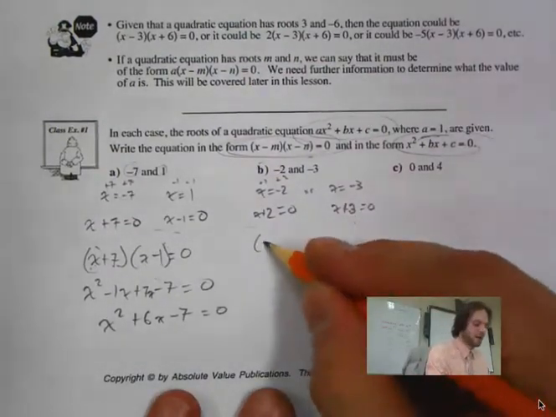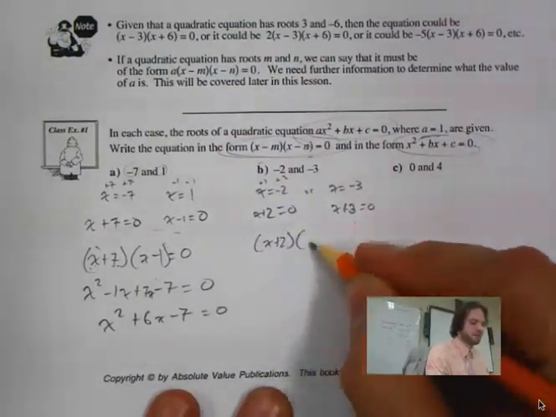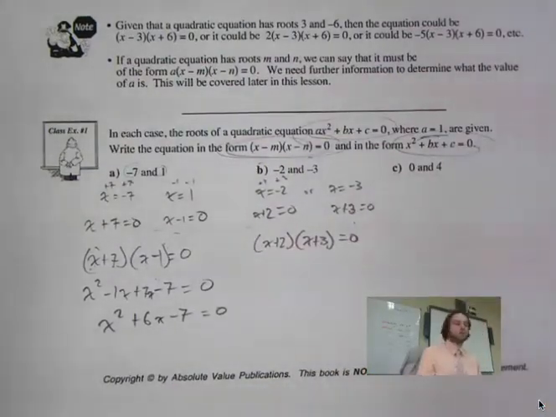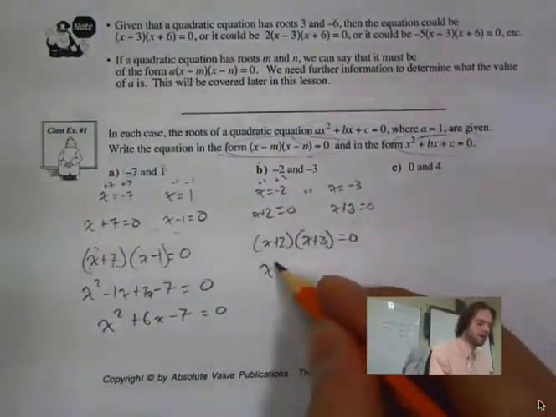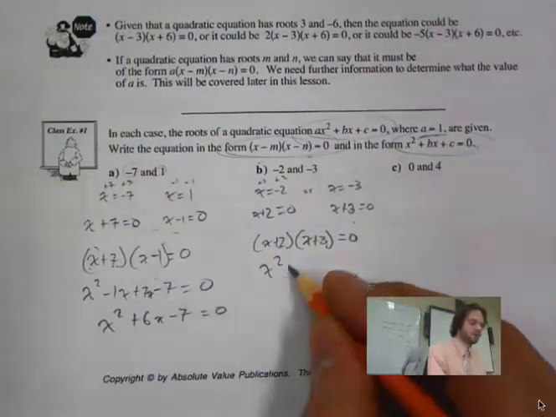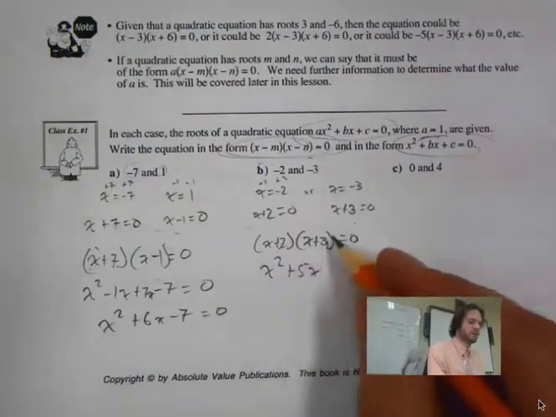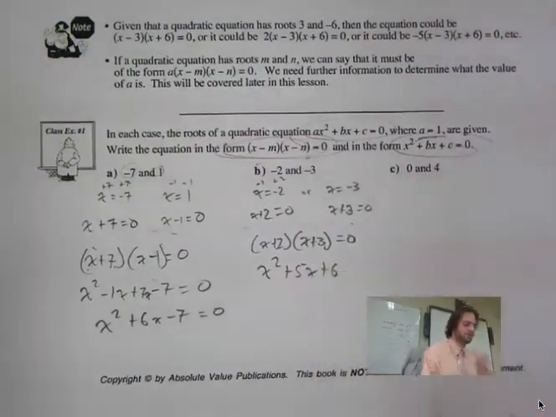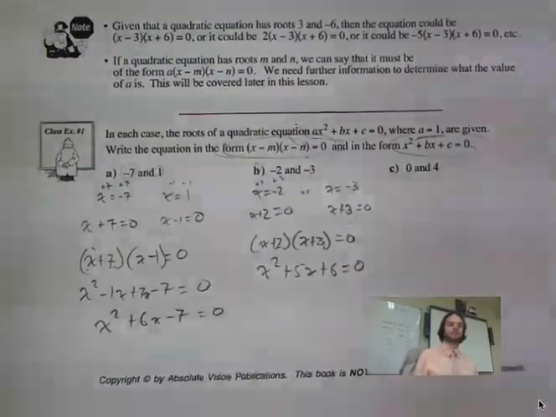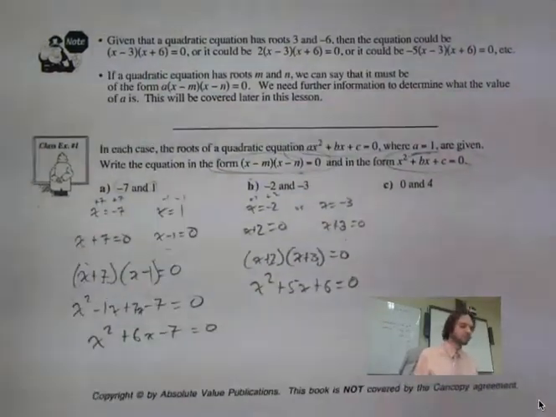So we have x plus 2 times x plus 3 is equal to 0. Well, multiply those out, I'm going to get x squared, and then 3x plus 2x is 5x, and then 3 times 2 is plus 6. We just expand that out. It's equal to 0. And we are done. Went through that one a little bit faster.